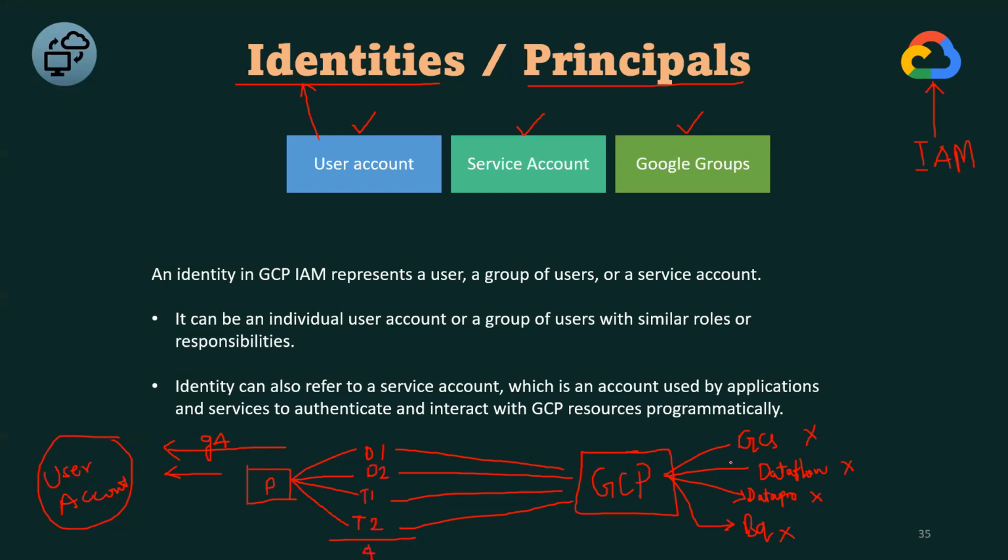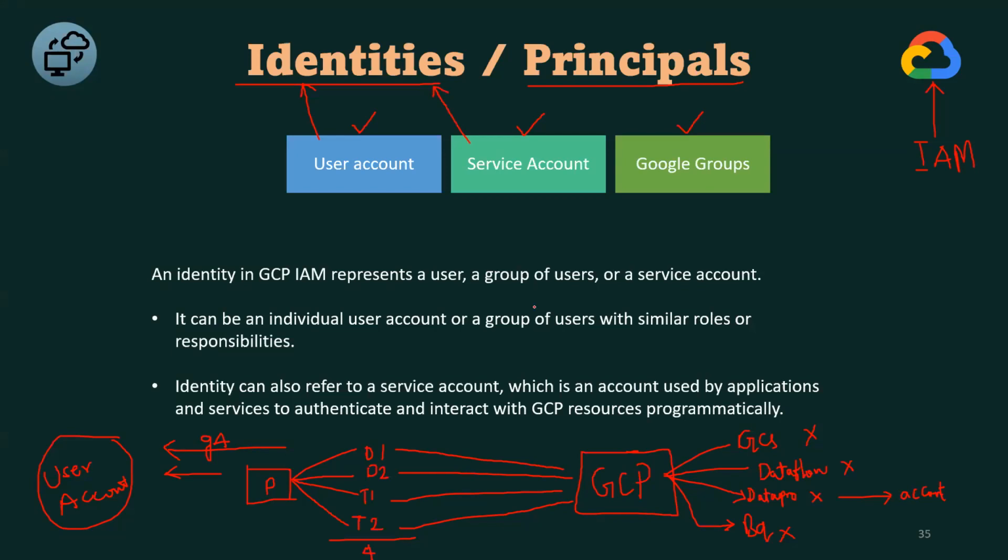Whenever some application is running in the Google Cloud platform, assume that whenever Dataproc is running, Dataproc creates its own account for managing its resources or operations. Whenever Google Cloud Dataproc is running, or whenever some virtual machine is running, or whenever Cloud Composer is running, it creates some kind of account for its operational purpose. That account we are calling a service account.